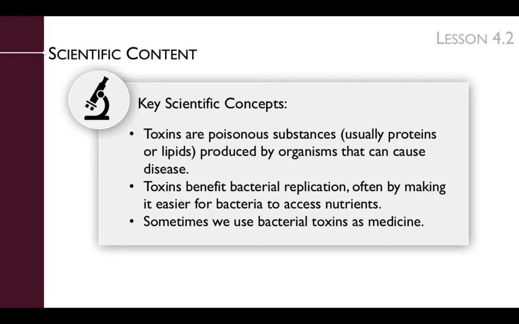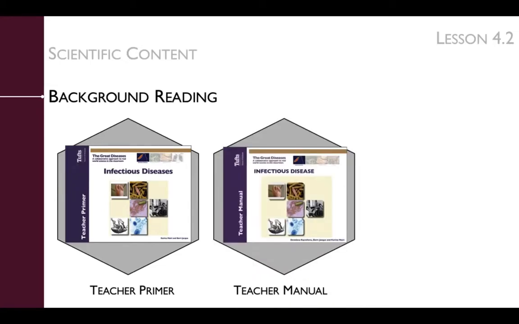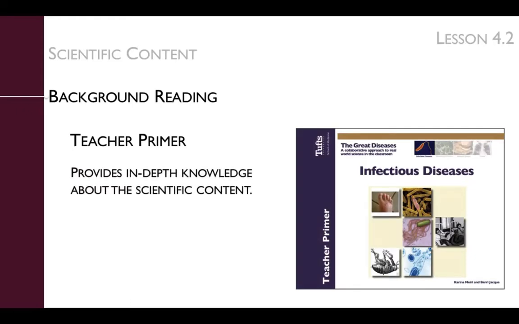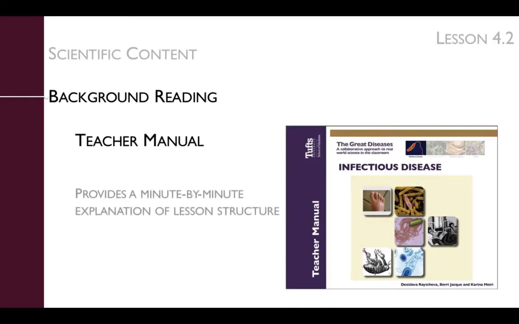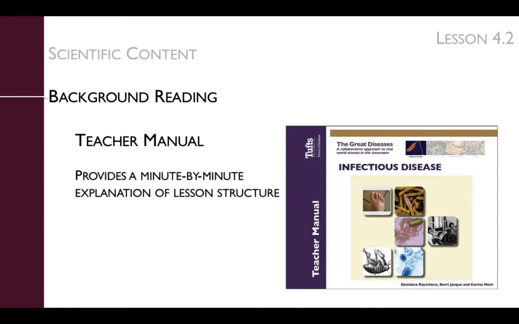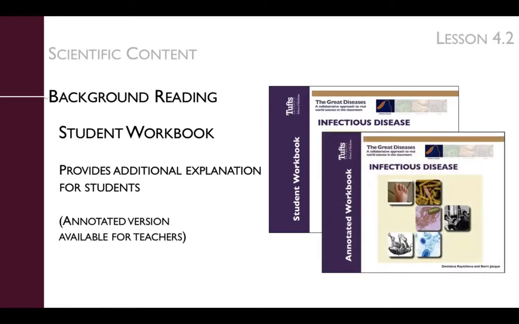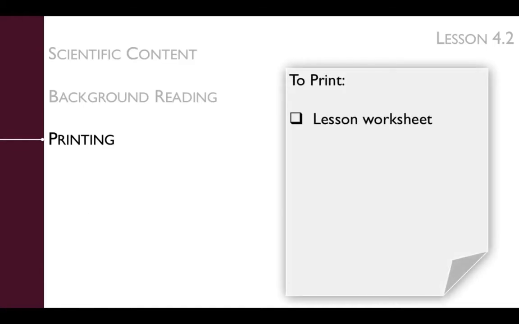You can review this scientific content in the background reading provided for you in the teacher primer, the teacher manual, and the student workbook. The teacher primer provides in-depth knowledge about the scientific content presented in this lesson. The teacher manual or lesson plan provides a minute-by-minute explanation of the lesson structure, and the student workbook provides additional explanation for students. Note that there is also an annotated version available for teachers. Be sure to print the Lesson 4.2 worksheet as well as the jigsaw activity reading, which can be found in the course materials folder for Lesson 4.2.